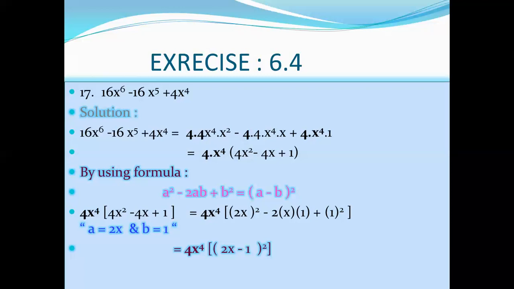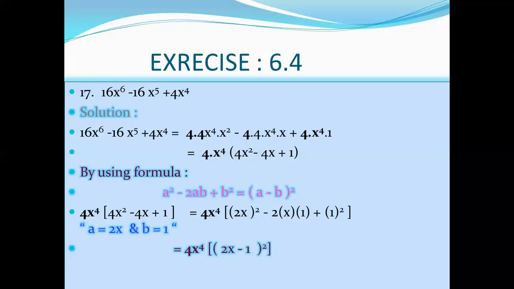By putting the values in the formula, a square minus 2ab plus b square is equal to a minus b whole square. 4x^4, we cannot change this term because we have taken common from these three terms. You cannot change the variable or the power or the coefficient. It will be same. Come to a square. A is 2x whole square minus 2ab, 2 into a into b, plus b square, plus 1 whole square, and we can write as a minus b whole square, 2x minus 1 whole square.